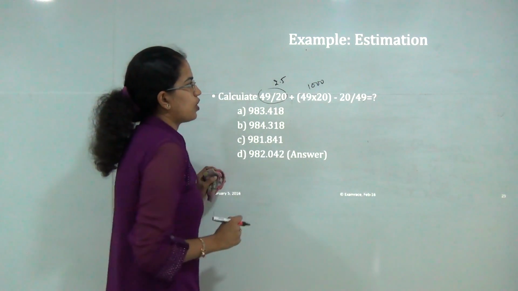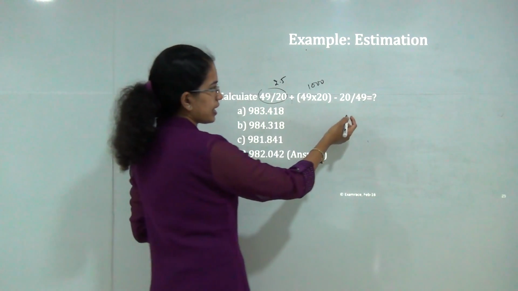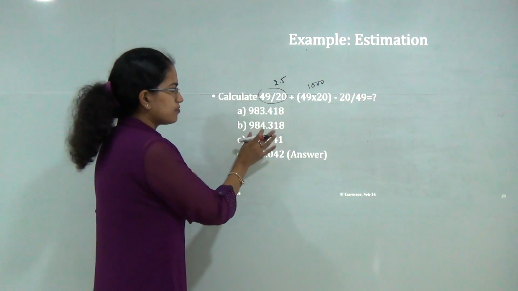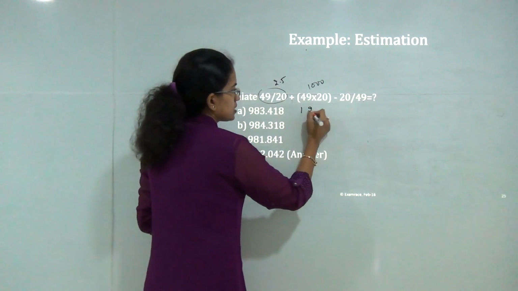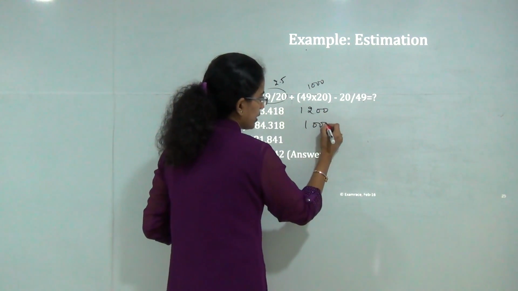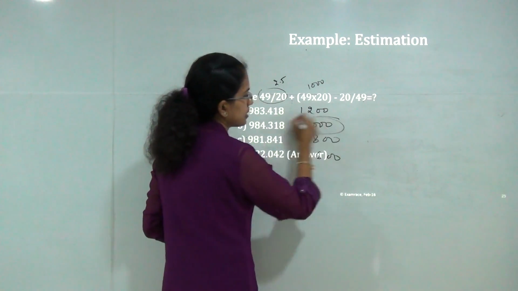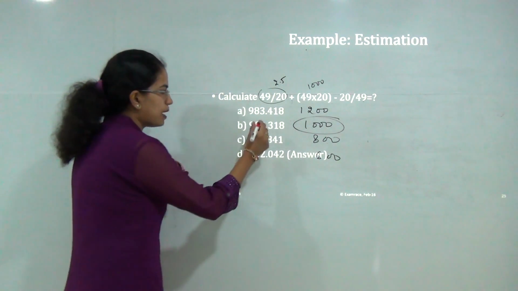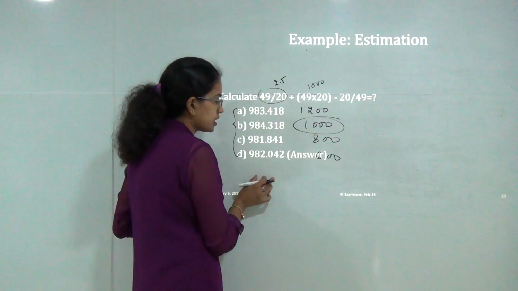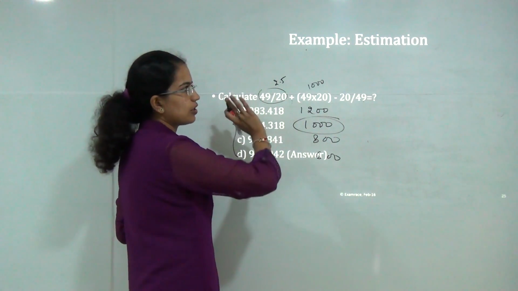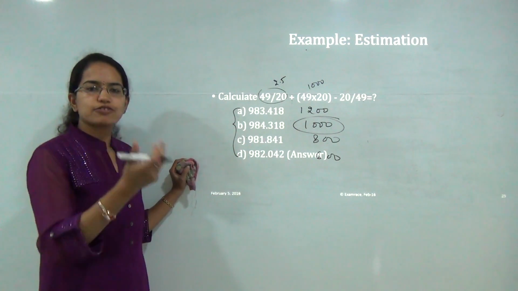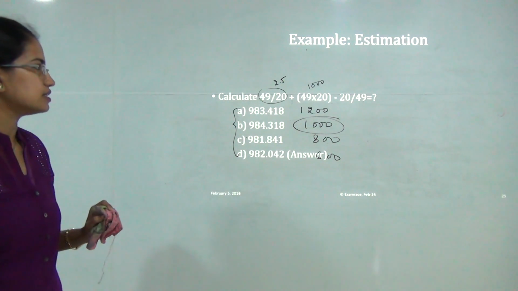And then I try to solve it, I can say that I can work out with estimations if the choices are 1200, 1000, 800, 600. I can say this is somewhere near to 1000. But if the choices are very closely marked, you cannot apply estimation. You have to solve the question fully to reach an answer.